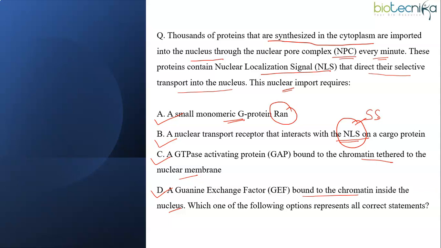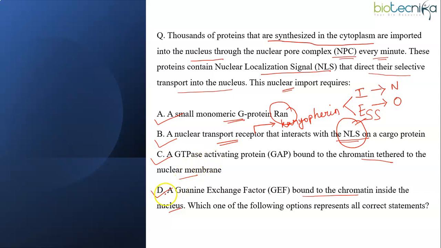In order to carry the cargo inside the nucleus, you must have a nuclear transport receptor. Those receptors belong to a family of proteins we call karyopherins. This karyopherin family is again divided into two parts, import receptors and export receptors. Import receptors carry the cargo inside the nucleus, and export receptors carry the cargo outside the nucleus, that means towards the cytoplasm.